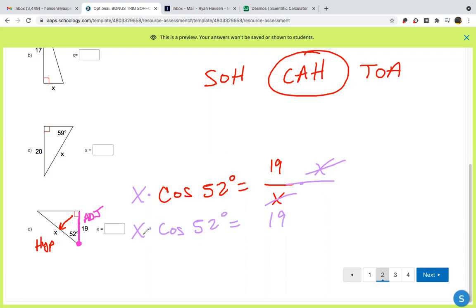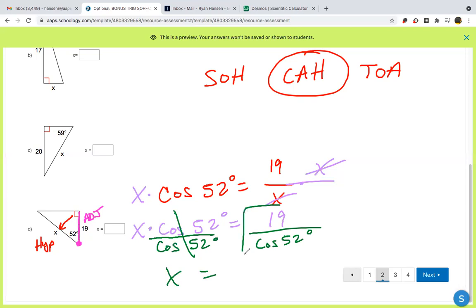How do you get x by itself? Well, not x times anything. That's not what you want. So to undo x times, you divide. Division undoes multiplication. So you divide by cosine 52 degrees. Whatever you do to one side, you do to the other. And these will cancel. Anything divided by itself cancels to 1. So you're left with x equals this expression, which gets punched into the trusty good old calculator.